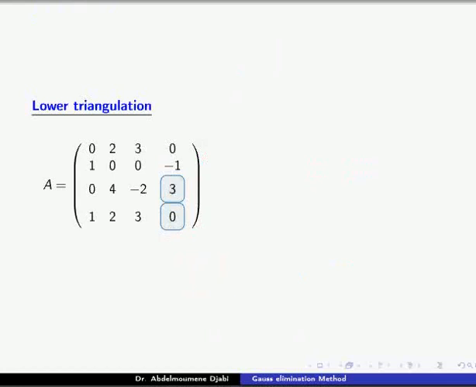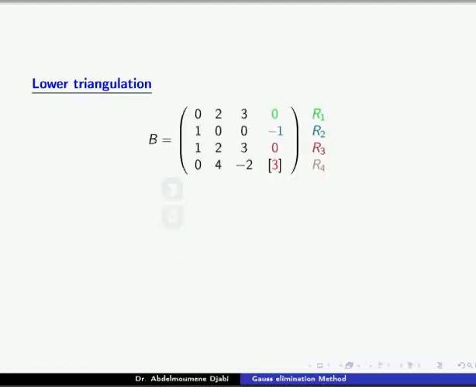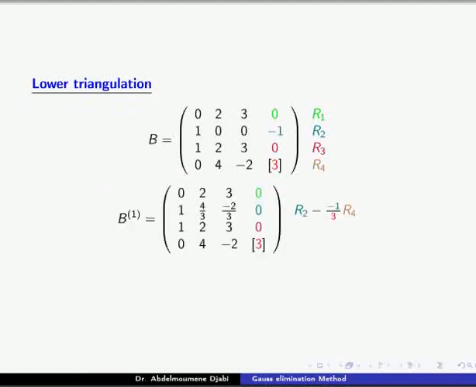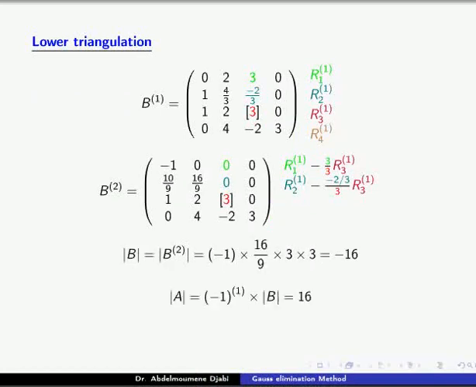For the lower triangulation, here we can't choose 0 as pivot element, so we change the last row with the third row. We get a new matrix, and we repeat the process to get a lower triangular matrix, and we deduce the determinant of the first matrix A.